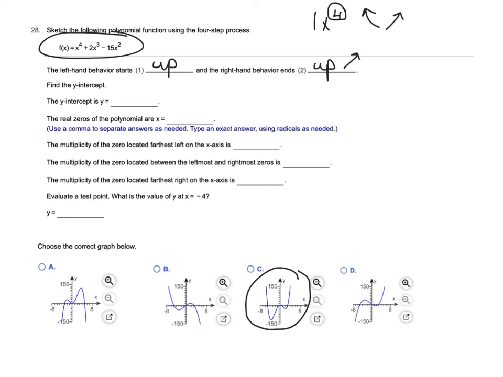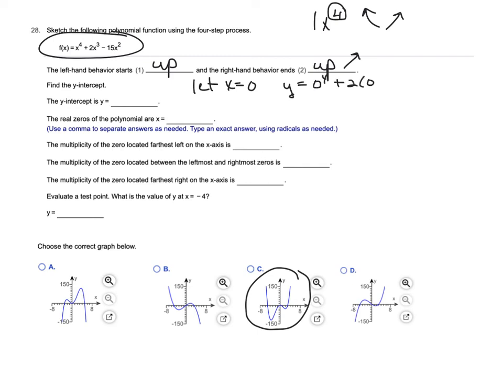So now let's look at the y-intercept. Okay, find the y-intercept. Remember, you let x equal 0, like always. And you're plugging 0 into the function. So that would be f of x, or y, is 0 to the 4th.